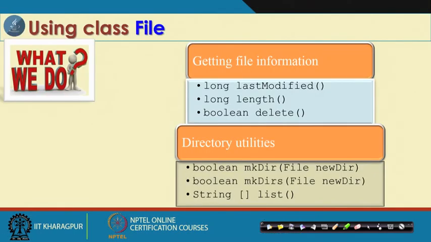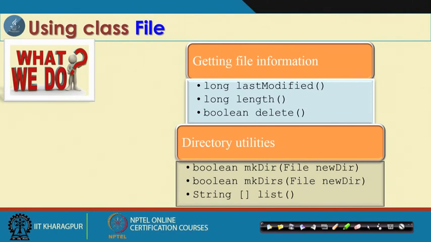Regarding file information, a few more things we can have. Last modified will tell you the date and time when the file was last used, and it also has the method length, which returns the length of the file. If you want to delete a file, you can do that using the delete method. There are also some directory utilities: using a file we can create a directory and then place the file in that directory, and make directories, so more than one directory can be created. The list of files stored in a particular directory can also be accessed using the list method.